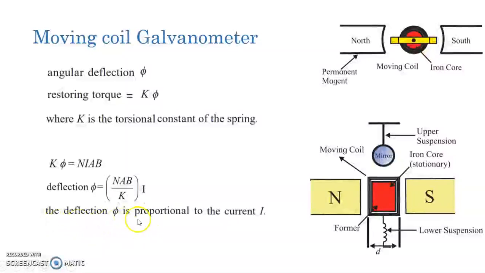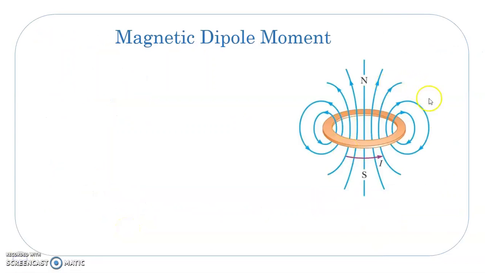So by checking the deflection in a moving coil galvanometer, we can detect the current passing through the circuit. This is the principle on which a moving coil galvanometer works.